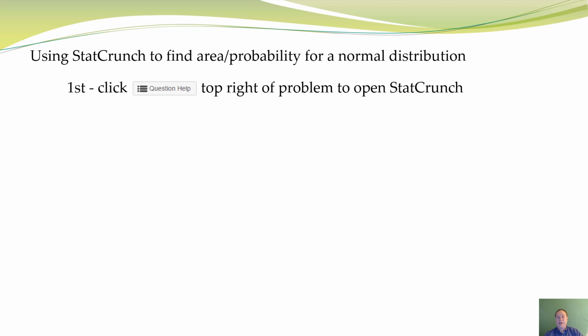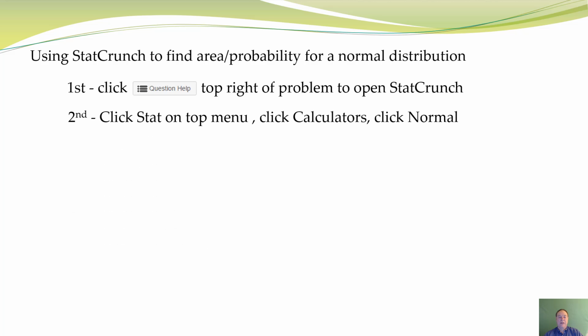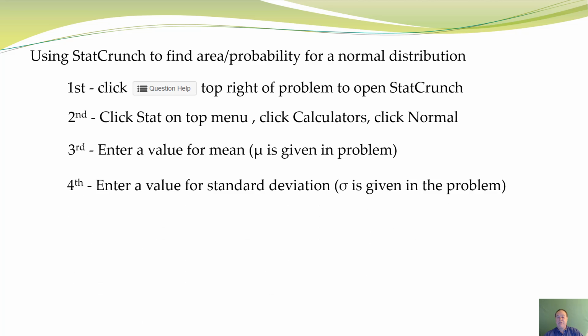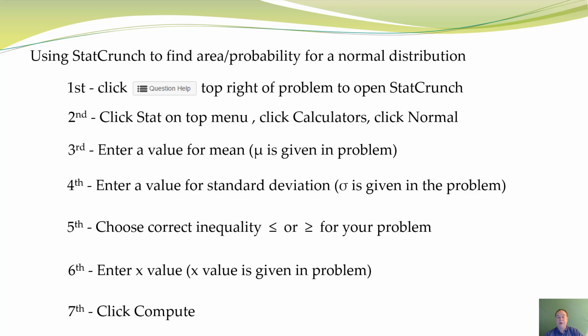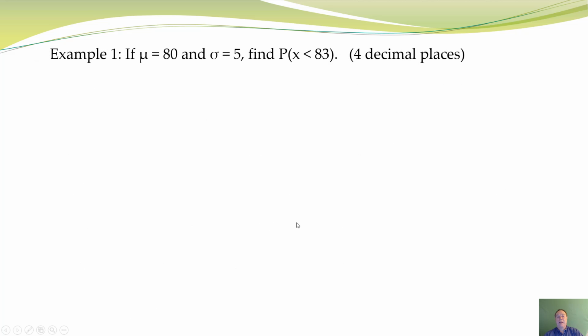So you're going to click Question Help, open StatCrunch. You're going to click Stat, highlight Calculators, click Normal. You're going to enter a value for the mean, but this time the mean is going to be given in the problem. Then you're going to enter a standard deviation. It's going to be given in the problem. And then you just choose the correct inequality, less than or equal, greater than or equal. Enter the x value. The x value is given in the problem. And click compute.